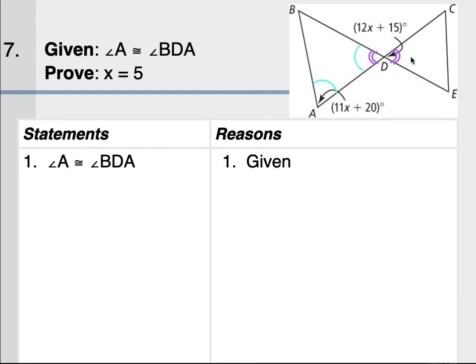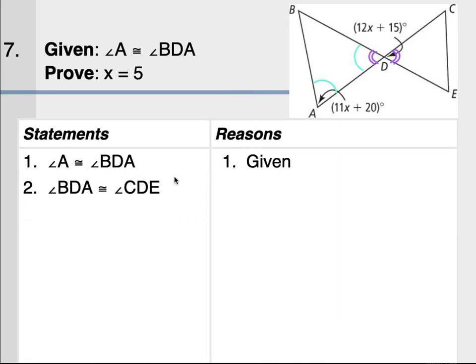If you said it would also have to equal its vertical angle, well done. Vertical angles are always equal. So if this is 12x plus 15 here, then this is 12x plus 15 here. Add that to the picture, and then we could write that down for step 2. We can say that angle BDA is equal to angle CDE.